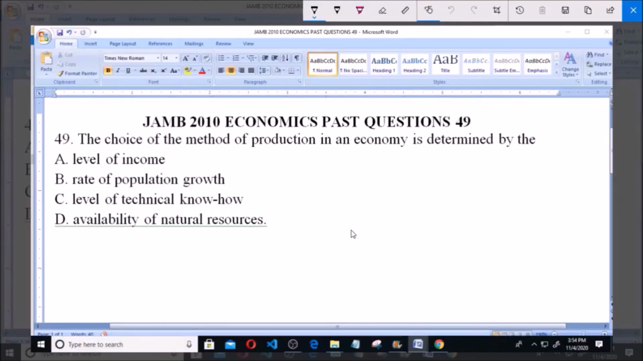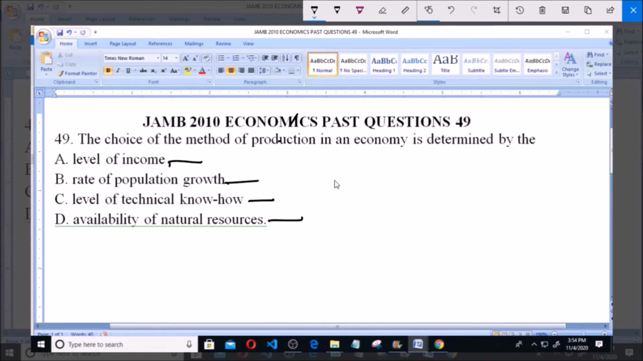Jamb Economics Past Question number 49. It says the choice of the method of production in an economy is determined by A. Level of income, B. Rate of population growth, C. Level of technical know-how, D. Availability of natural resources. If you look at the factors which determine how to produce, they are as follows.